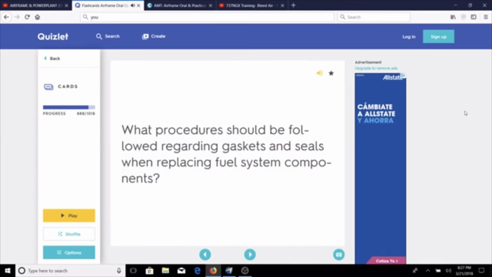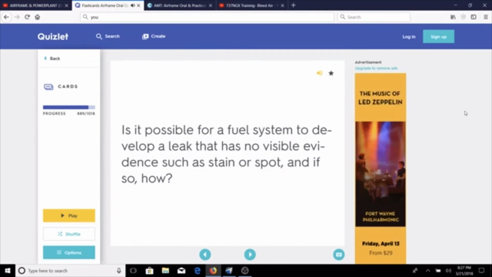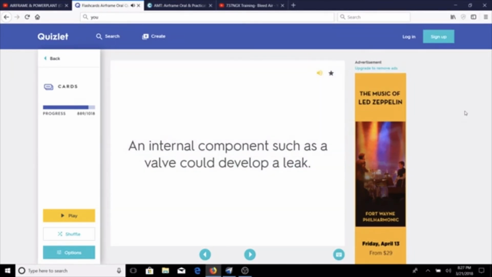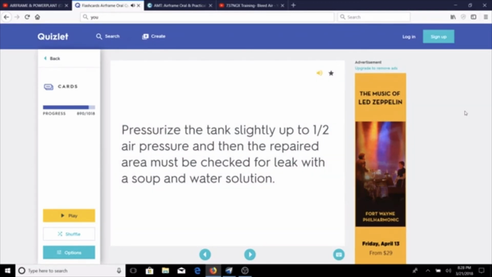What procedures should be followed regarding gaskets and seals when replacing fuel system components? All old gaskets and seals should be replaced with new ones. Is it possible for a fuel system to develop a leak that has no visible evidence such as stain or spot, and if so, how? An internal component such as a valve could develop a leak. How is a fuel tank checked for leaks following a patch or welded repair? Pressurize the tank slightly, up to 1/2 psi air pressure, and then the repaired area must be checked for leaks with a soap and water solution.